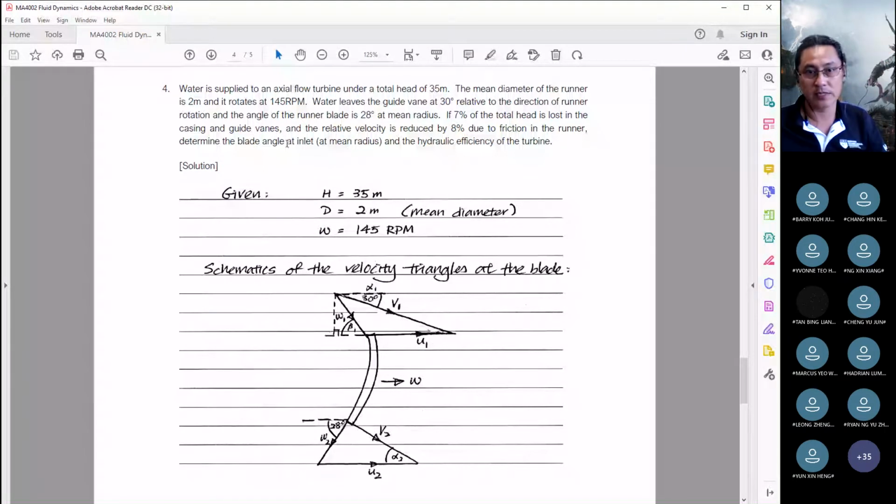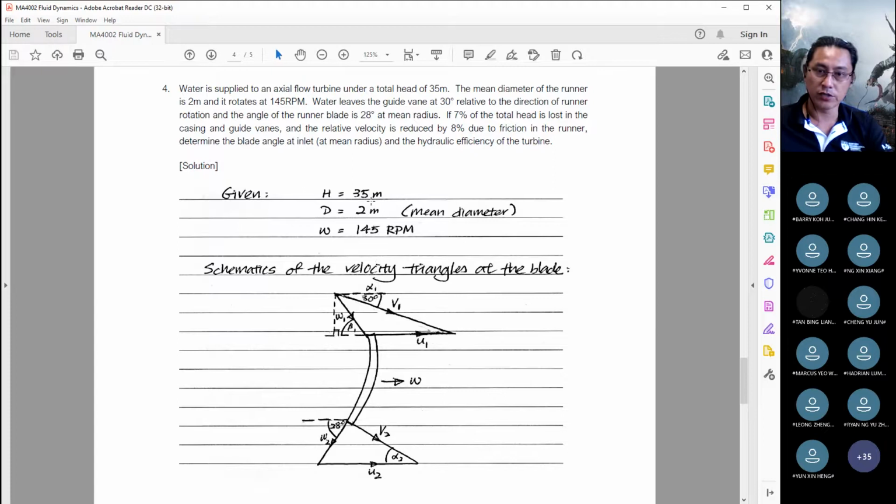But in this case, we're trying to simplify the problem a little bit. Just assume that we take the location at the mean radius location and determine the blade angle at that point at the inlet, as well as the hydraulic efficiency of the turbine. Again, let's list out what we have. I always find it easiest to draw the velocity diagrams.